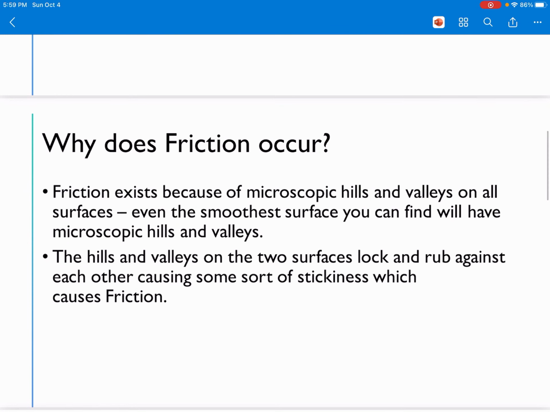Why does friction occur? Friction exists because of microscopic hills and valleys on all surfaces. Even the smoothest surface you can find will have microscopic hills and valleys.